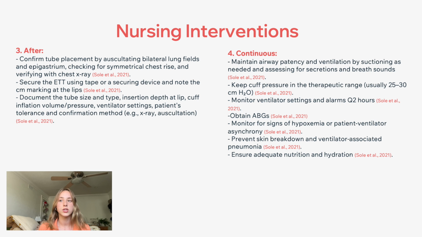Finally, continuous interventions would be to maintain airway patency and ventilation by suctioning as needed and assessing for secretions and breath sounds. You also need to make sure to keep cuff pressure in the therapeutic range, which is usually 25 to 30 centimeters of H2O. Monitor ventilator settings and alarms every 2 hours. Obtain ABGs. Monitor for signs of hypoxemia or patient ventilator asynchrony. You need to prevent skin breakdown and ventilator-associated pneumonia, and ensure adequate nutrition and hydration as well.